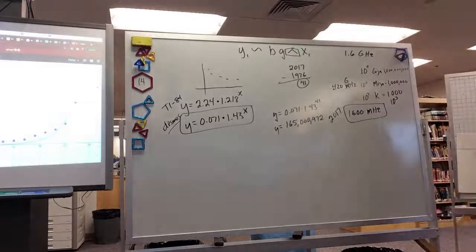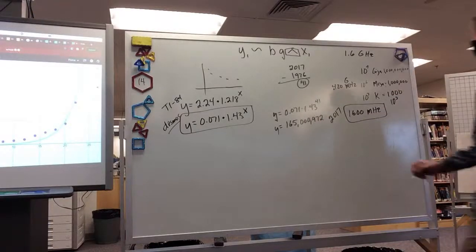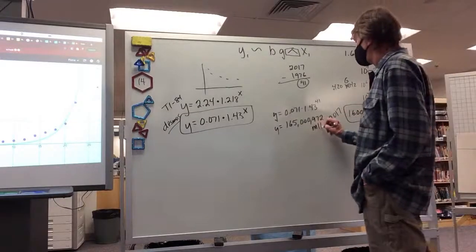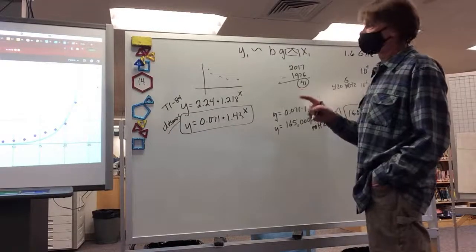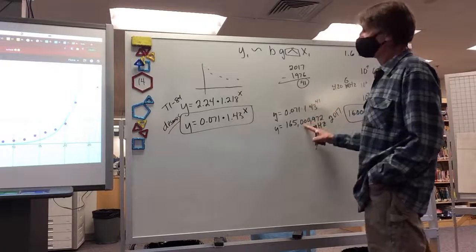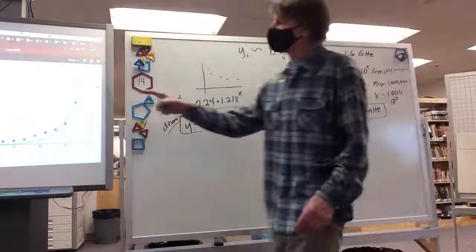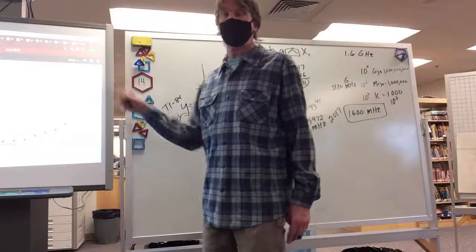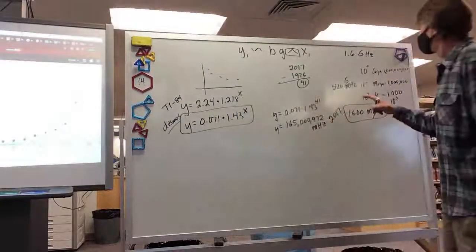That's what you get from the Desmos graph. So in other words, this is how many megahertz we would be predicting for the year 2017 if this trend continued. Is that anywhere near this?